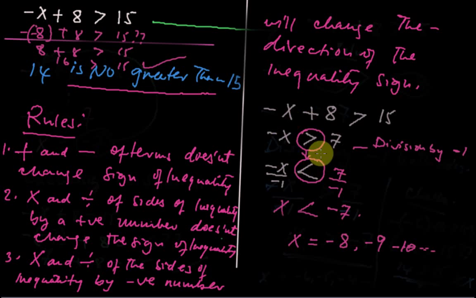So when you divide or multiply both sides by -1, or by any negative number, mind you, the sign is going to change. This is very, very important in inequalities. The sign changes whenever we divide or multiply the sides of the inequality by a negative number.